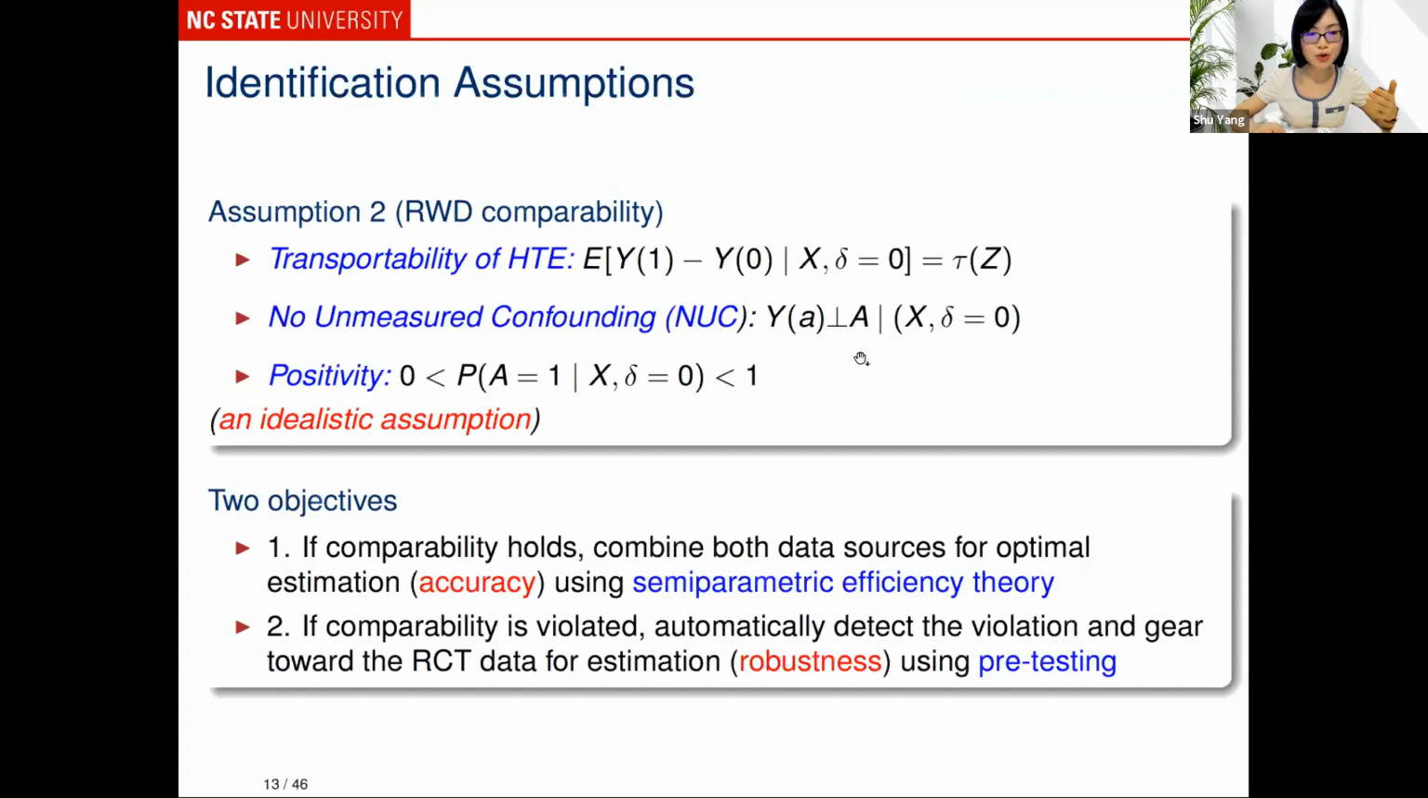So it leads to two objectives. First, if the compatibility assumption holds, we want to combine both the data sources for optimal estimation using semiparametric efficiency theory. And secondly, if the compatibility is violated, we want to detect this violation and retain only the RCT for estimation. Toward that end, we're going to use pre-testing. So we will formulate the hypothesis, construct the test statistic, and also build the test statistic into our estimator.